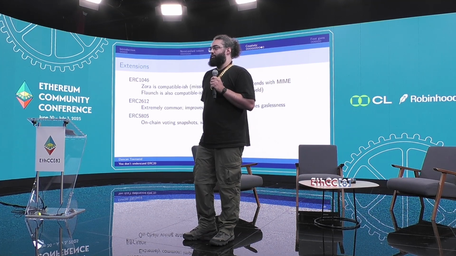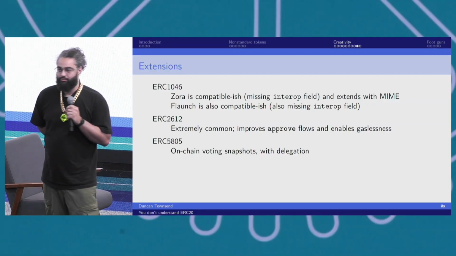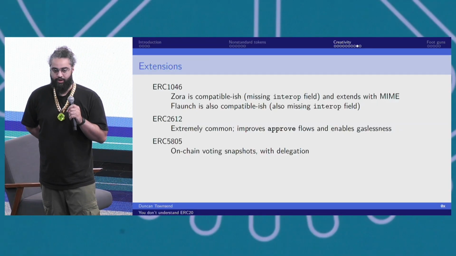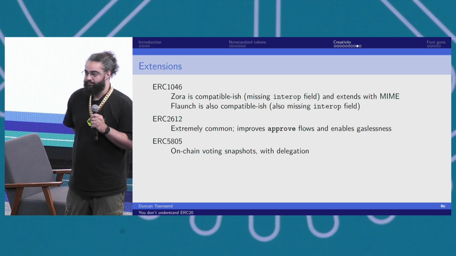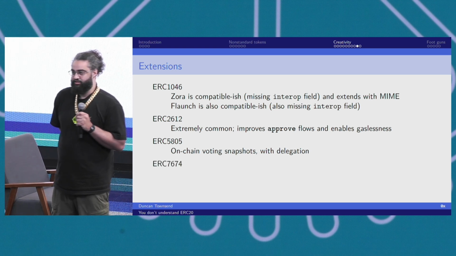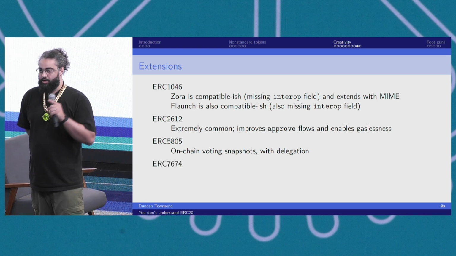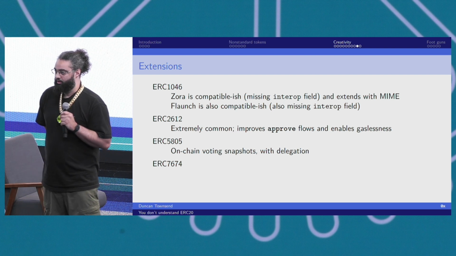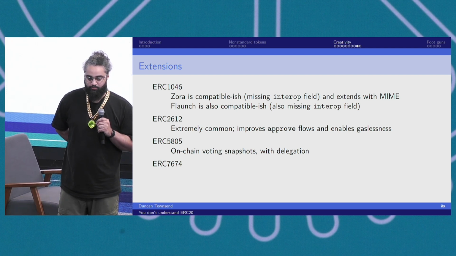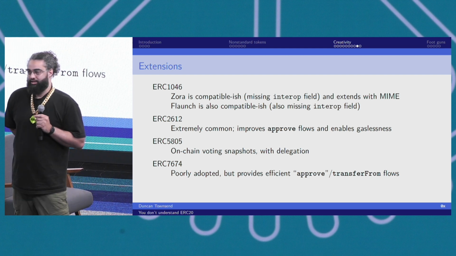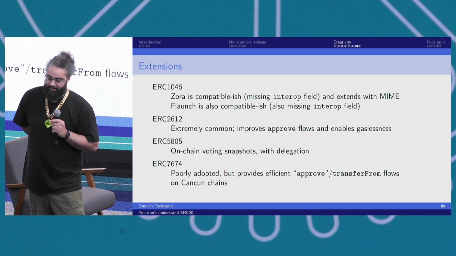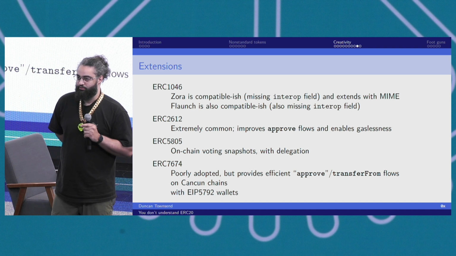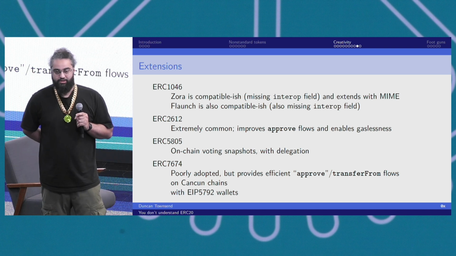ERC5805 gives you voting with delegation. So if you want to build a DAO, if you want to build a token, or if you want to build a community around your token, this is what you should be building. And ERC7674 improves the user experience, particularly now that we have the Prague hard fork around that approve transfer from flow. It only really works on Cancun or greater chains, and only if the wallet supports 5792.